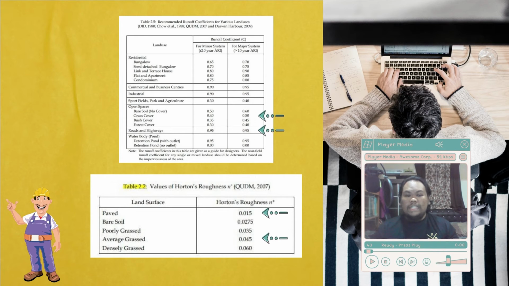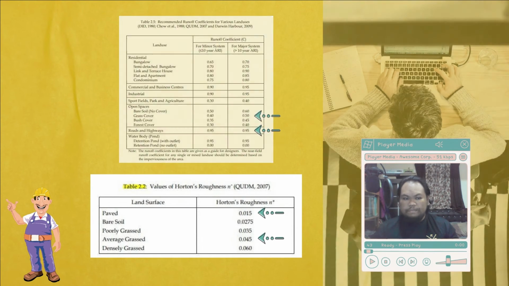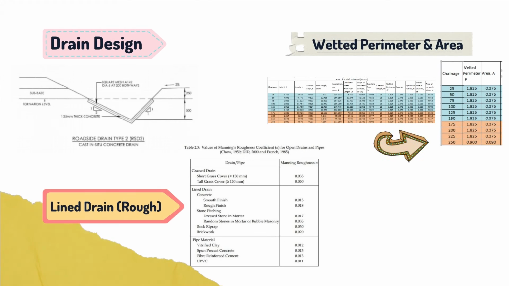For this study, we refer to table 2.2 in MSMA for paved and average grass for the Horton roughness value. For the paved land surface we use 0.0915, and for average grass we use 0.045. We also refer to the JKR specification for the design of the drain in this study.